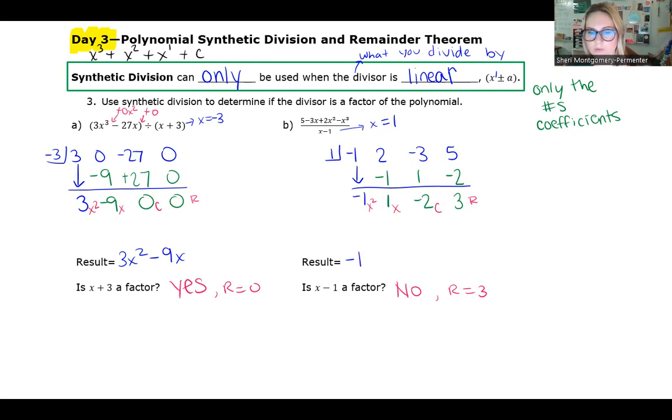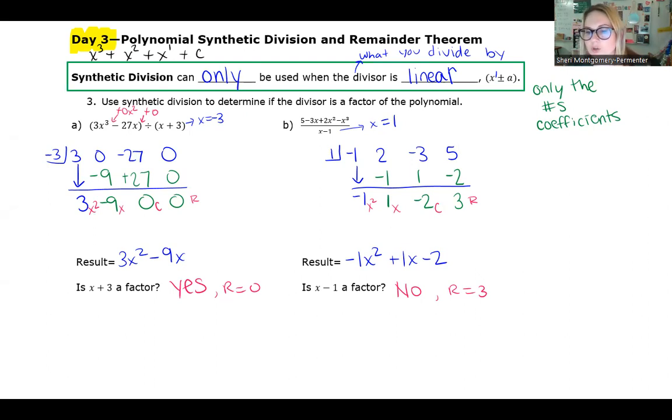So we get -1x squared. I don't have to write the 1, but if I write it, I'm not wrong. Plus 1x. I don't have to write the 1, but if I write it, I'm not wrong. Minus 2, and don't write the c. The c is just saying it's a constant. A constant is just a number.